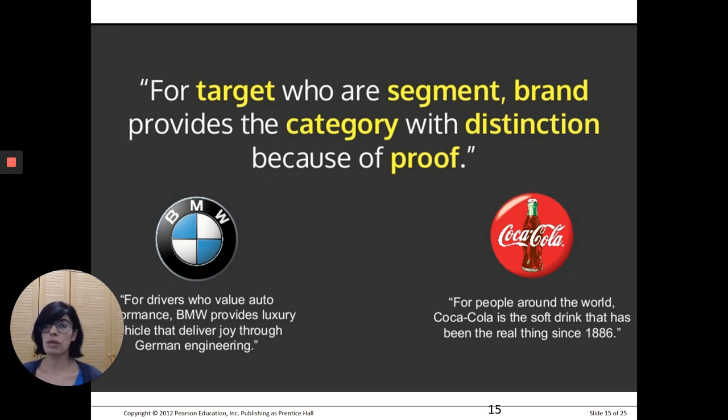Let's look at Coca-Cola, very well recognized brand in the soft drinks market, and it's a very, very saturated market. But Coca-Cola is for people around the world. It's a soft drink that has been the real thing since 1886. So who is it for? It's for people around the world. It's for everyone. What does it do? It's a soft drink. And why is it different? Because it's been around since 1886. So they are very proud of their heritage. That's two different ways that brand positioning can be used.